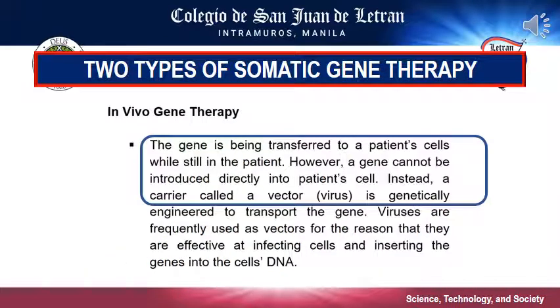Let's now move on to the two types of somatic gene therapy. In vivo gene therapy. In vivo gene therapy means the therapy is administered directly into the patient. The targeted cells remain in the body of the patient. The gene is being transferred to a patient's cells while still in the patient. However, a gene cannot be introduced directly into a patient's cells. Instead, a vector, which refers to a virus, is genetically engineered to transport the gene.